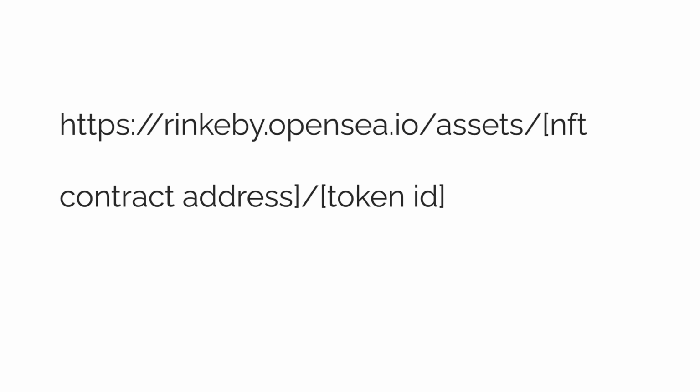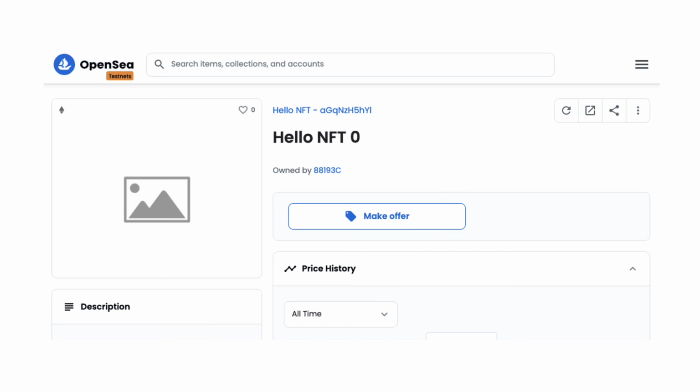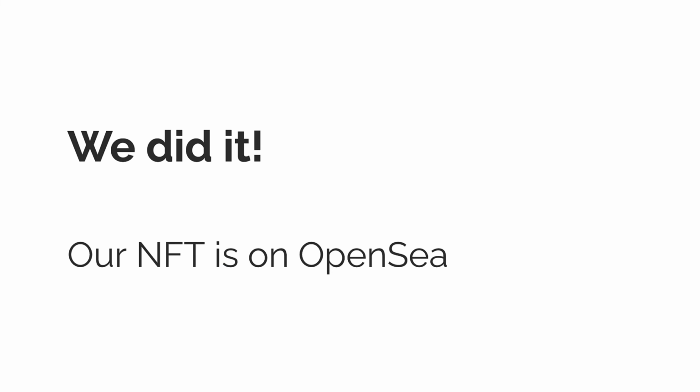Another way to validate the token is to view it on OpenSea. So you can go to rinkeby.opensea.io/assets / your contract address / your token ID, like 0 if you've only minted one token. For example, here is an NFT that I've minted at OpenSea. You can see it's called Hello NFT 0 because it's the first one that the contract minted, so it gets the index 0 and the name Hello NFT 0.